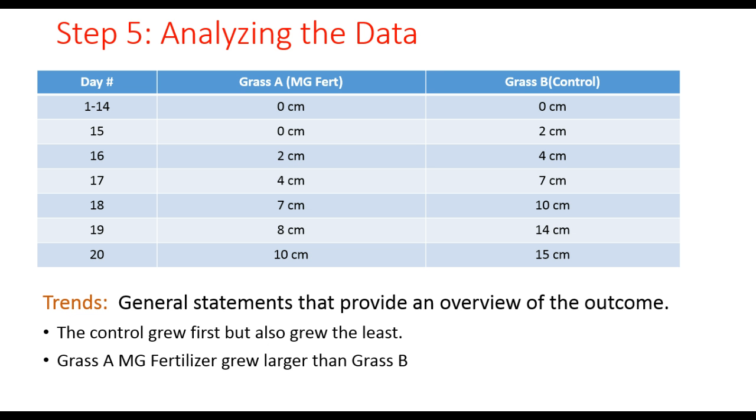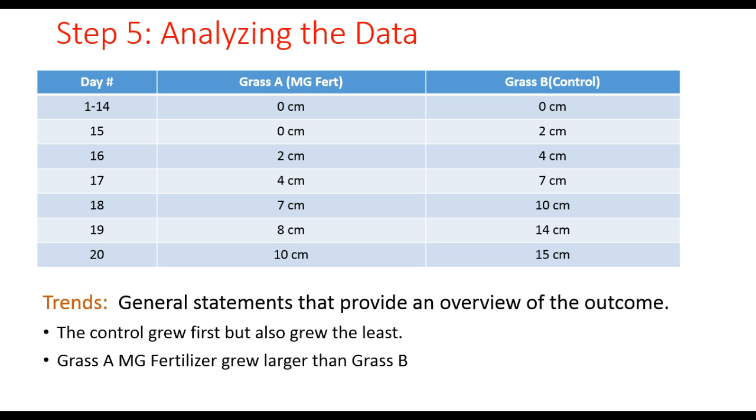Step 5 is analyzing the data. After I ran the experiment, I collected data and then I organized it into this chart that is easy to read. On the left side I have the number of days, and there was 20 in this experiment, and I combined day 1 through 14 because there weren't any growth throughout those days, so the plants did not germinate, they did not grow. And starting day 15, I measured each plant in centimeters.